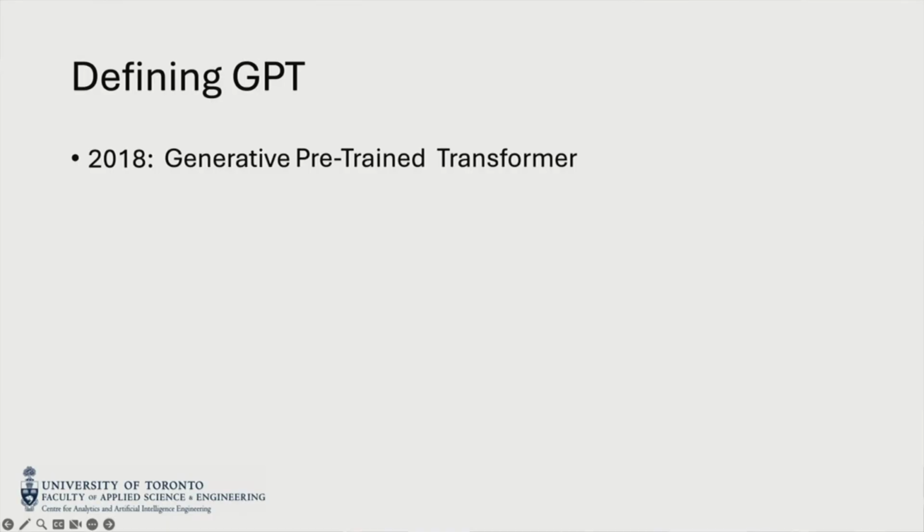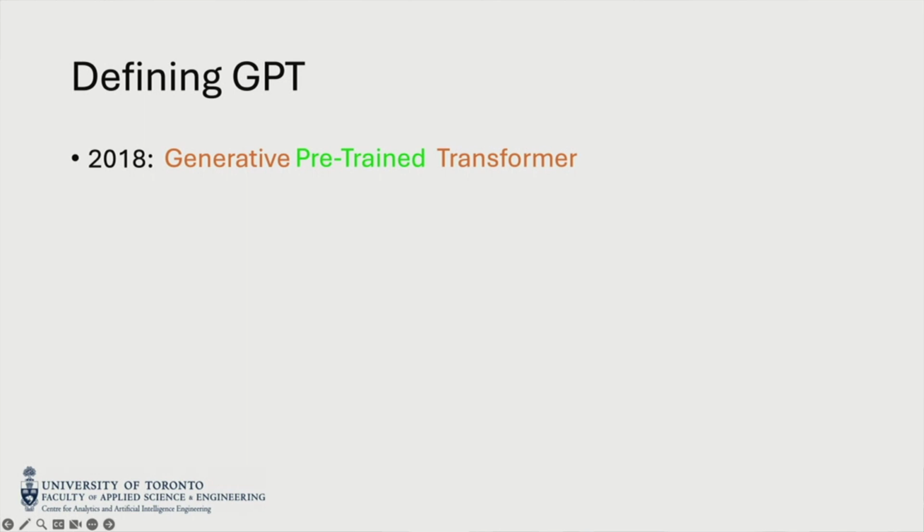What actually is GPT in particular? In 2018, OpenAI released a paper describing a new model that they called the Generative Pre-trained Transformer. I'm going to break down what each of the terms in that means. Generative is exactly what it sounds like. This is a model that creates something, in this case text. And GPT is based on a novel type of neural network that's called a transformer. I mentioned attention on the last slide. A transformer is just a type of neural network that uses attention.